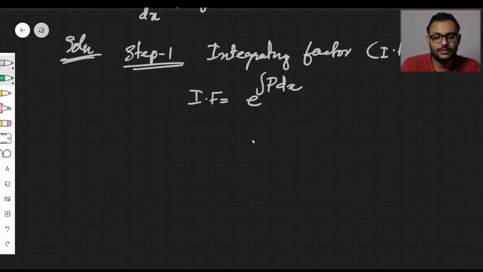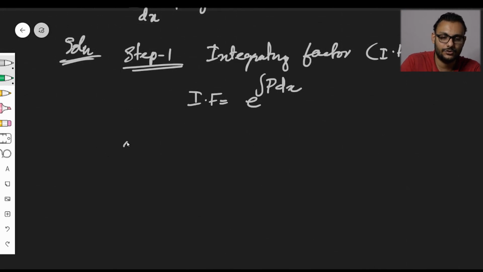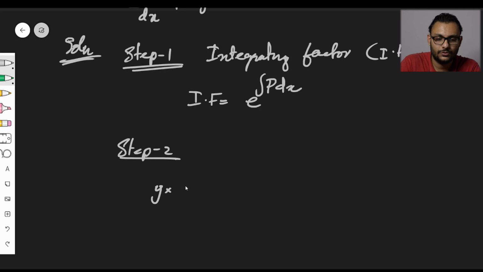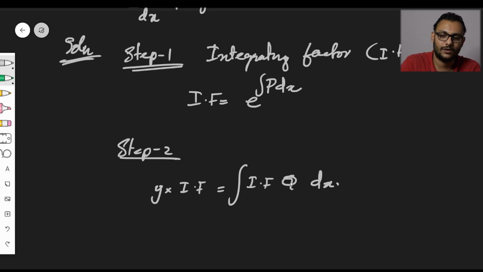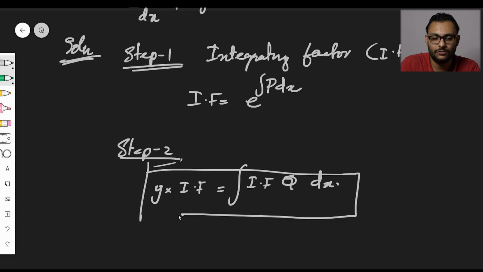Now if we have this integrating factor, then step number 2, we can solve this linear differential equation by y into integrating factor is equal to integral of integrating factor into q dx, where q is the function of x only, which is in the right hand side of our standard differential equation. This is our final solution of linear differential equation. I hope you all got my point. Now let us discuss an example.